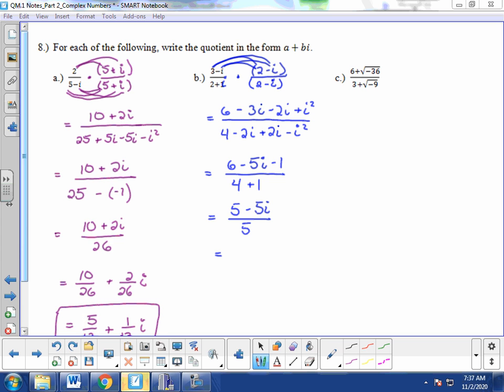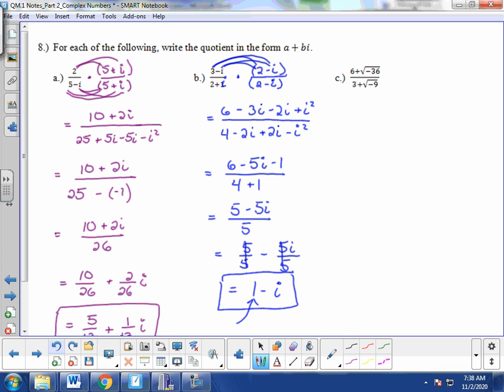Finally, I can break apart my fractions. Let's break this apart into two fractions. So 5 over 5 minus 5i over 5. And then we can simplify here to get 1 minus i. So the final result would be in the form a plus bi, because we have the a value that's 1, a b value that is negative 1, and then i at the end.